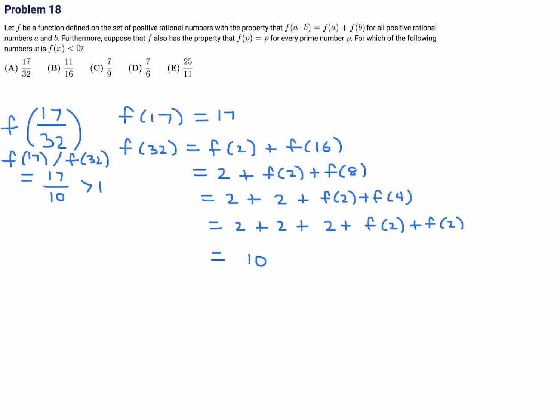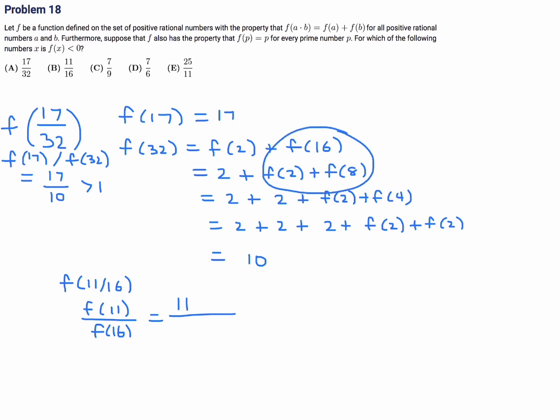All right, so we've got to do the same thing for all these other ones. So f at 11 over 16. That's going to be f at 11 over f at 16. F at 11, that's just prime, that's 11. F at 16, using the same technique, we actually did that right here, and that's just going to be 8. So again, this is greater than 1. Okay, so that's gone.